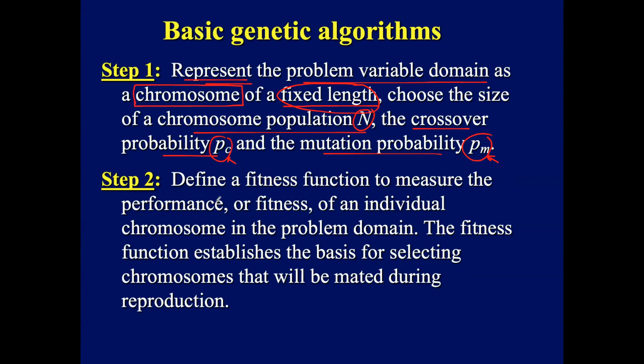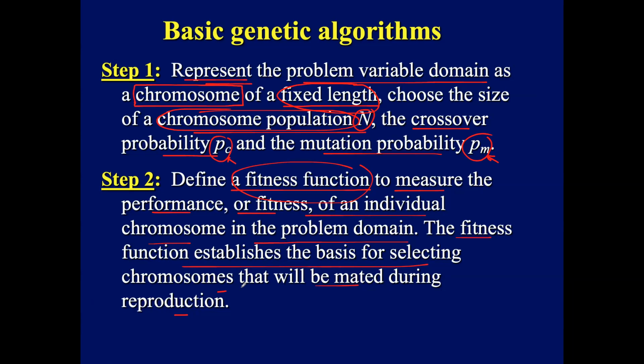In the second step, we define a fitness function. We shall need a fitness function to evaluate the individuals, or to evaluate the chromosomes in the chromosome population. The fitness function will be used to measure the performance or fitness of an individual chromosome in the problem domain. The fitness function establishes the basis for selecting chromosomes that will be mated during reproduction, because we say that a chromosome or individual that has more fitness will have a higher chance of surviving and therefore breeding. So this is the same case here. But step number 2, more specifically, we have to come up with a fitness function.